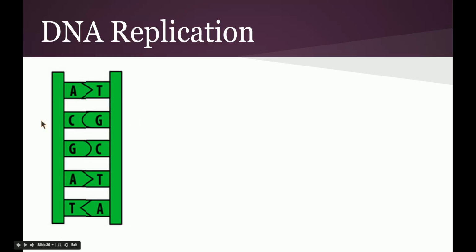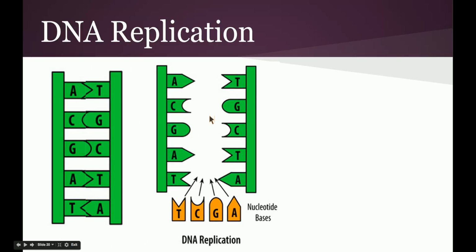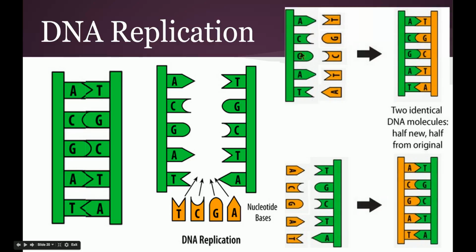So here we have our whole parent strand. They're going to split during replication. Your nucleotides, so the new ones are going to be coded in orange here, are going to come in. They're going to fill in and bond with their complements, so they keep the same pairings. And here are your two identicals that are half old, half new.